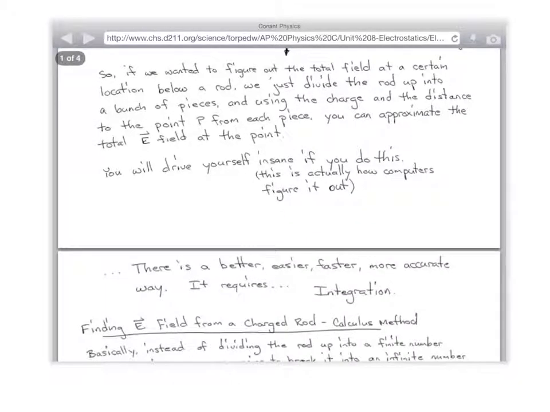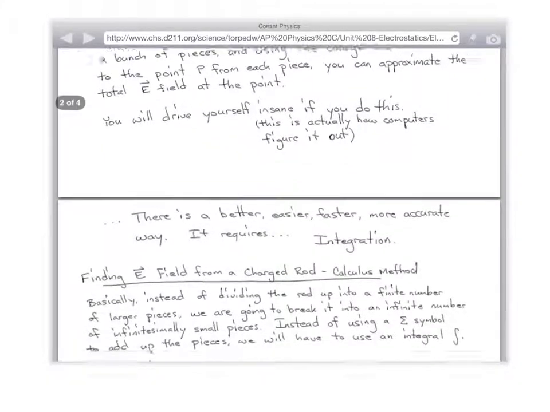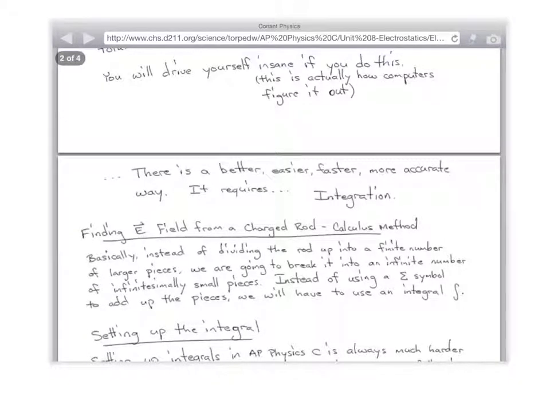Drive yourself insane? Did you say that? No, that was just my conjecture. That was, no.